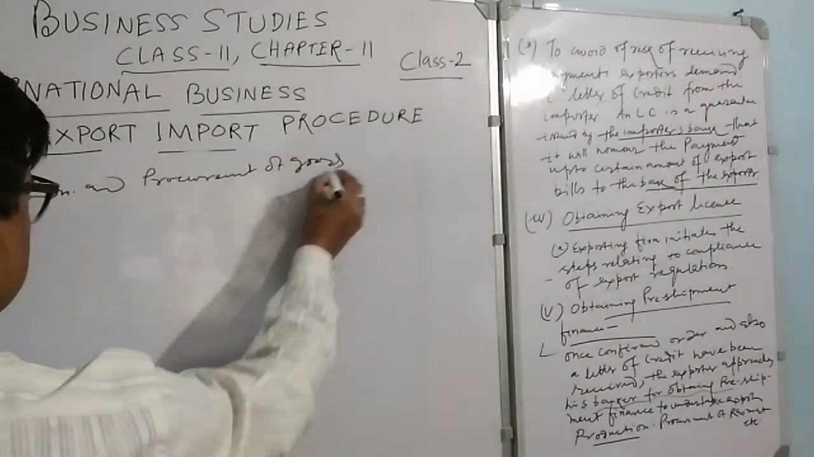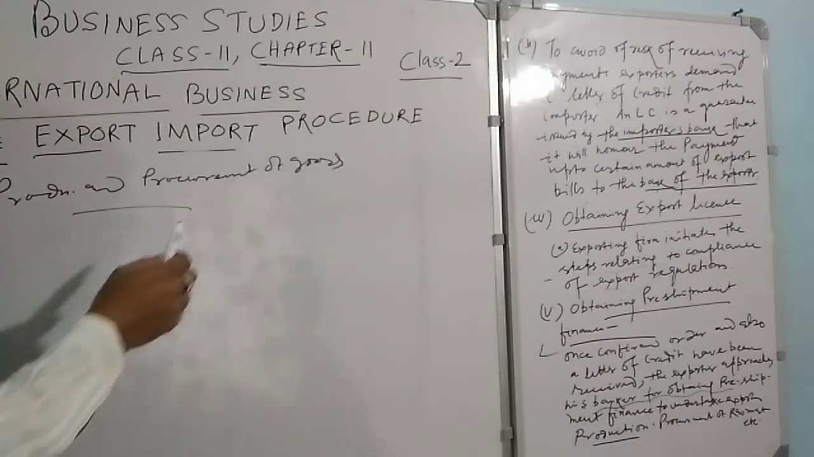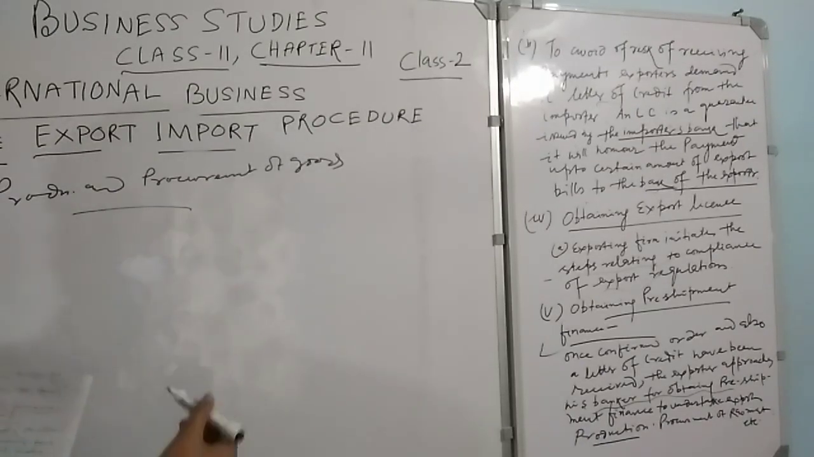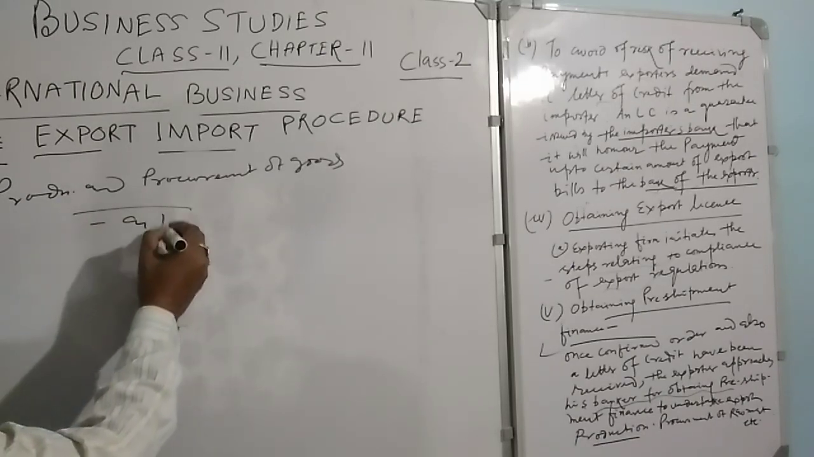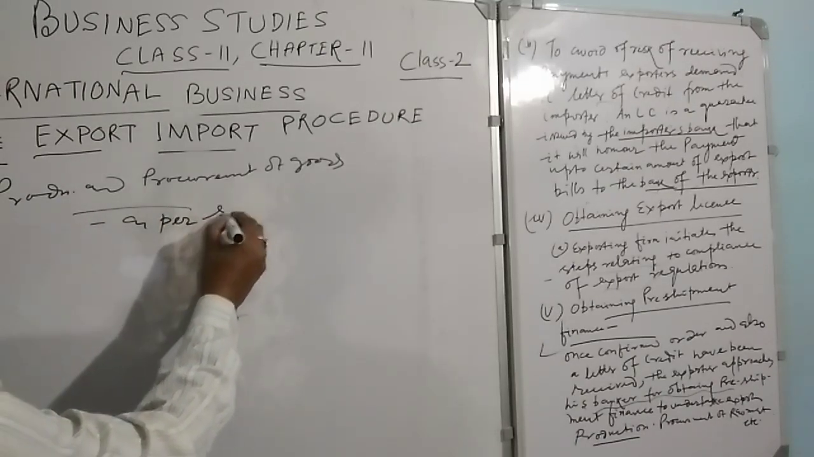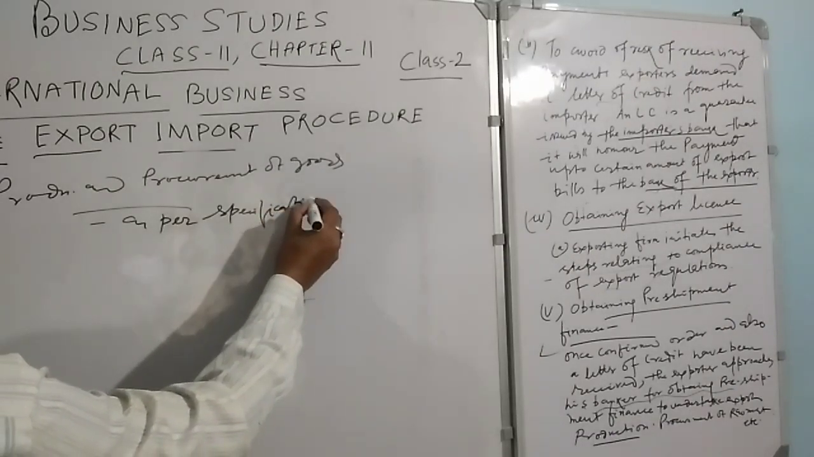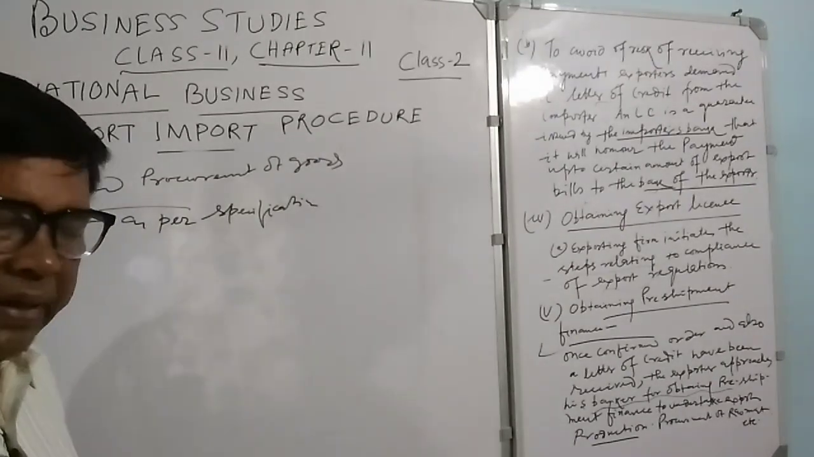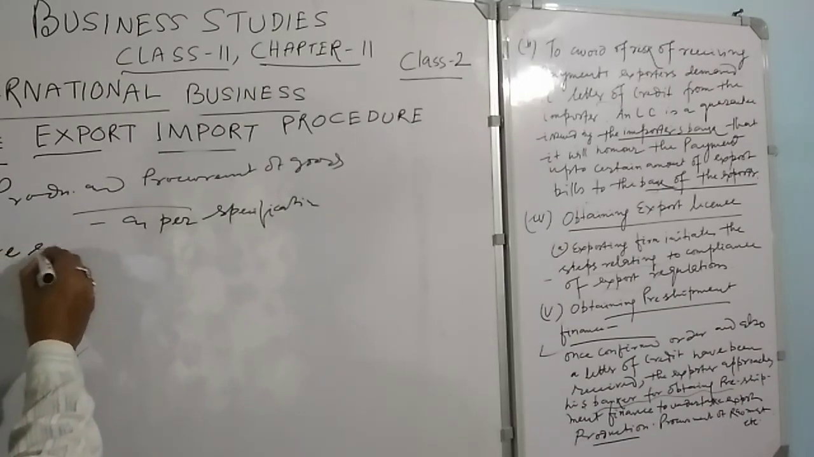This is the stage where you have to produce as per the requirement of your customer, that is the importer. You have to get the goods ready as per specification. At this stage you are making your goods ready. Now for this, you have to do your pre-shipment inspection.